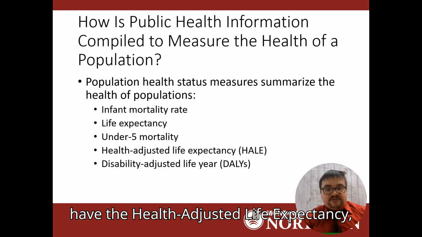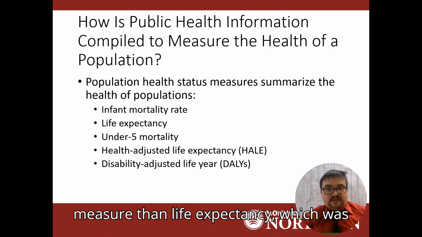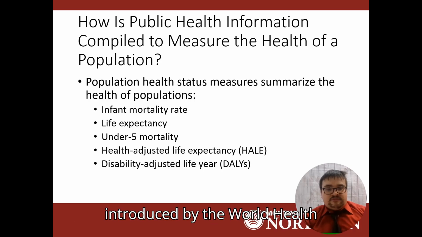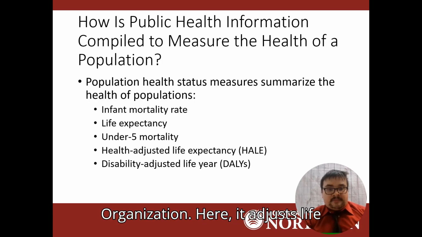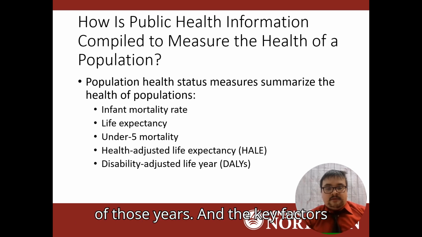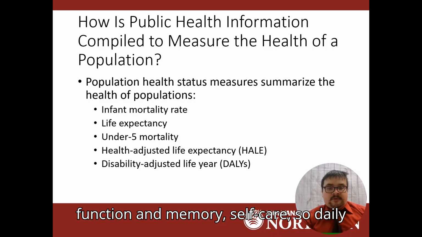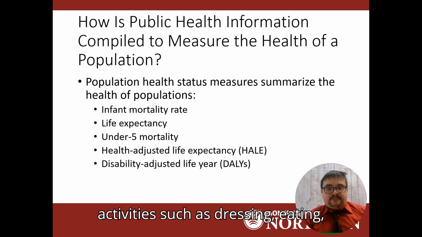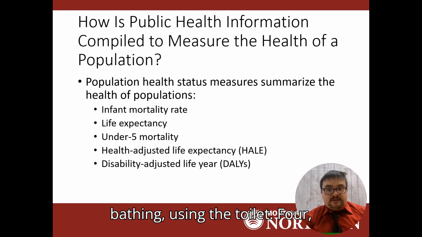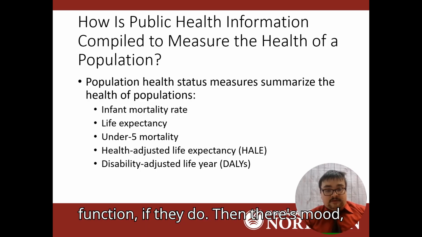Next up, we have the Health Adjusted Life Expectancy, or HALE, which is a more comprehensive measure than life expectancy, which was introduced by the World Health Organization. Here, it adjusts life expectancy by accounting for the quality of those years, and the key factors include mobility, the ability to walk without assistance, cognition, mental function and memory, self-care, so daily activities such as dressing, eating, bathing, using the toilet.